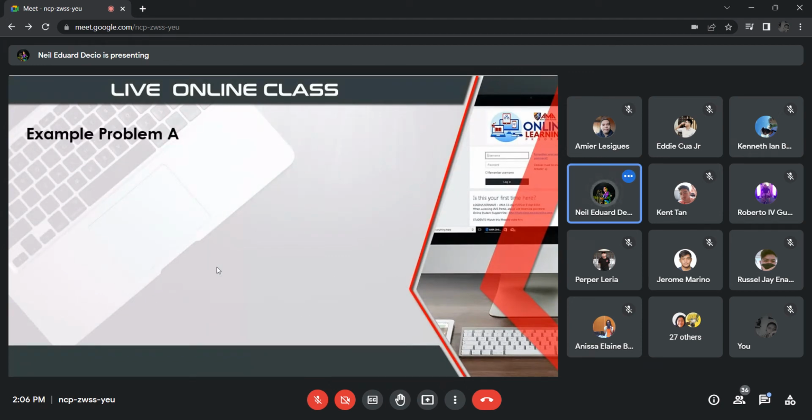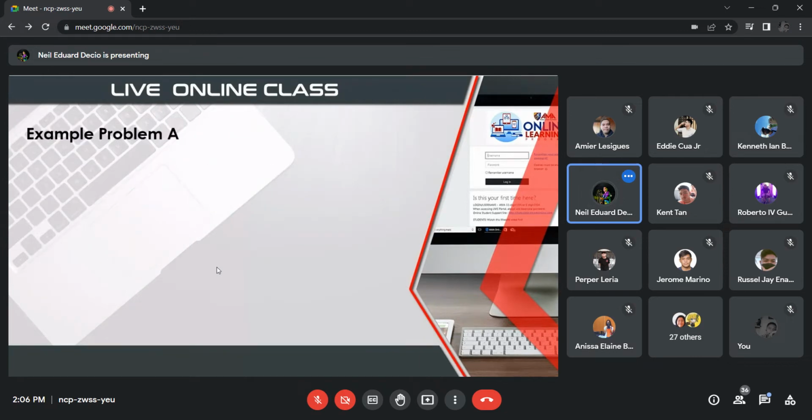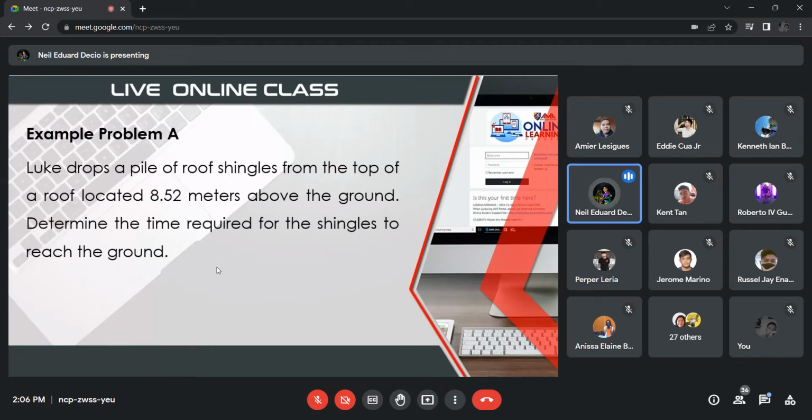Okay, let's have an example on how do we solve such problems on kinematics. So we have here an example, example problem A. So Luke drops a pile of roof shingles from top of a roof located 8.52 meters above the ground. Determine the time required for the shingles to reach the ground. Okay. So, alam niyo yung ano, yung shingles, roof shingles?